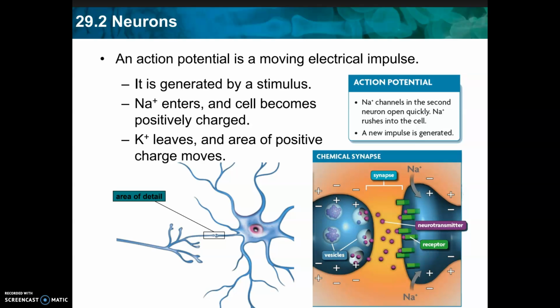What happens is the sodium positive ions enter and the cell becomes positively charged. Those potassium ions leave and the area of positive charge moves along the axon. The sodium ion channel in the second neuron is going to open up quickly at the action potential. The sodium ions are going to rush inside the cell. This is how a new impulse is generated and is carried along a neuron.